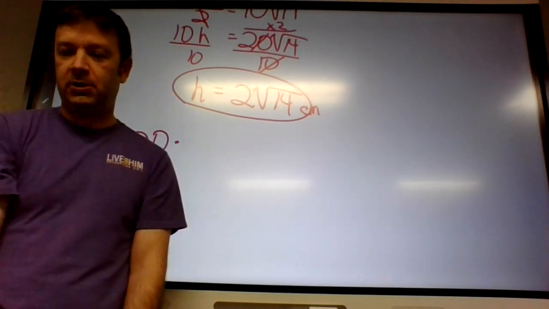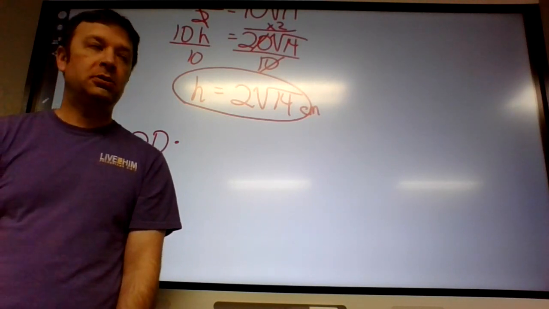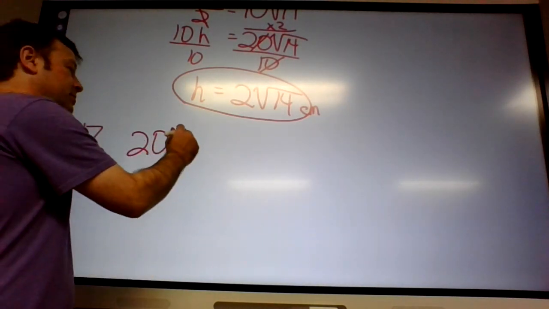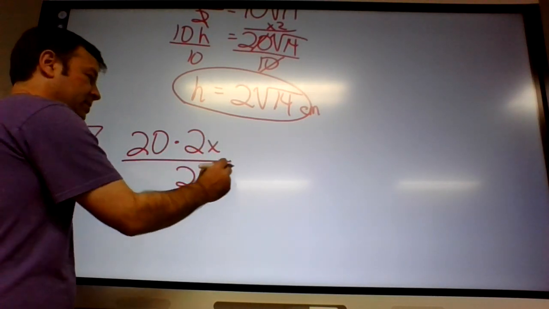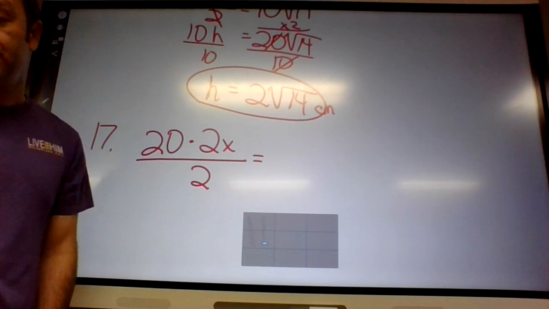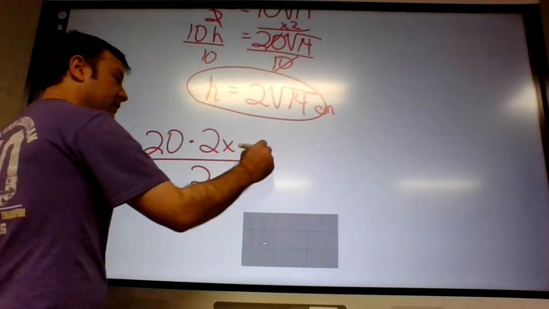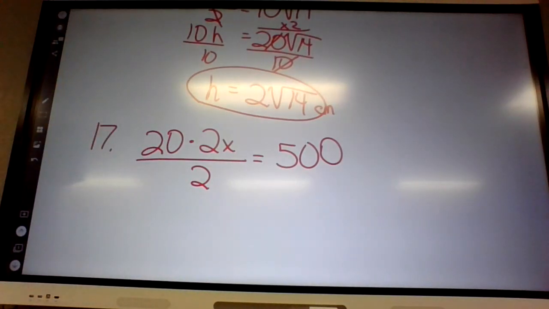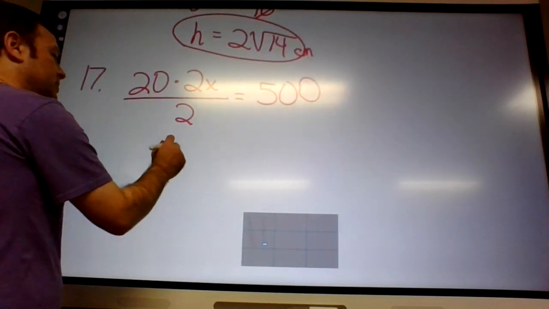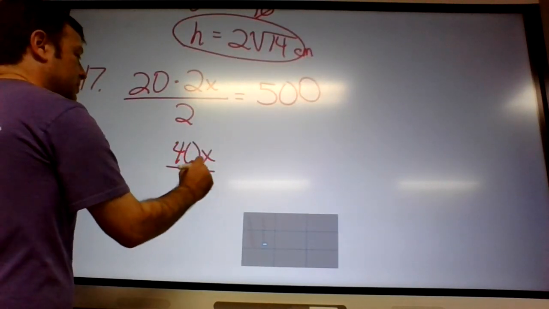Should show that on camera. Yeah, x plus x is 2x. So diagonal times diagonal divided by 2 should equal the area, which they said was 500. Alright, now there's multiple options. Kyle, what do you want to do first? Trying to get x by itself eventually. Okay, 20 times 2 is 40.